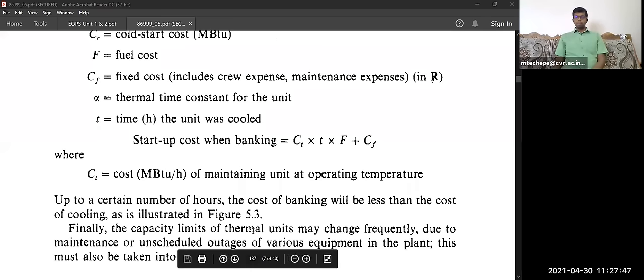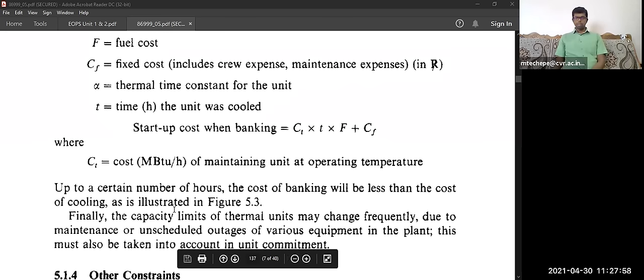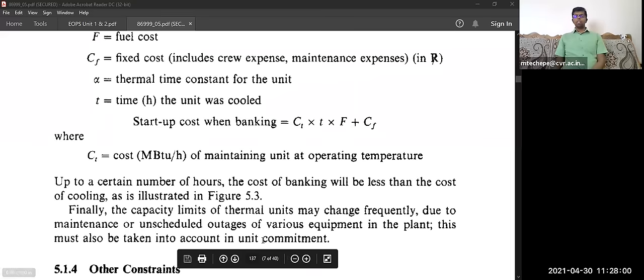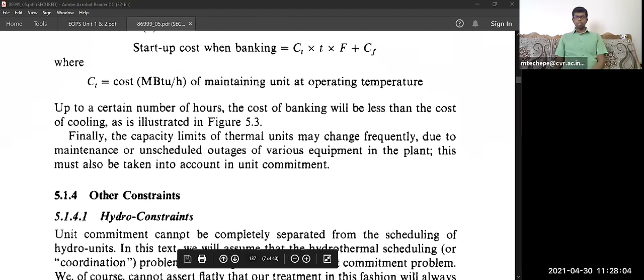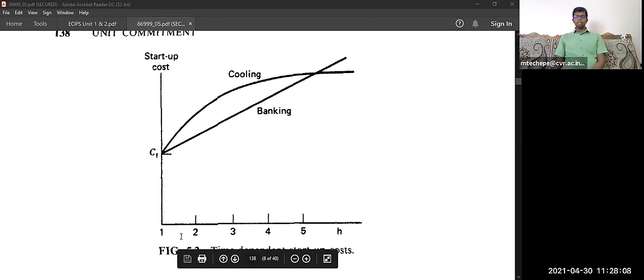Finally, the capacity limits of thermal units may change frequently due to the maintenance or unscheduled outages of various equipment in the plant. This must be taken into account in the unit commitment. So next are the other constraints. So this is called cooling and banking.